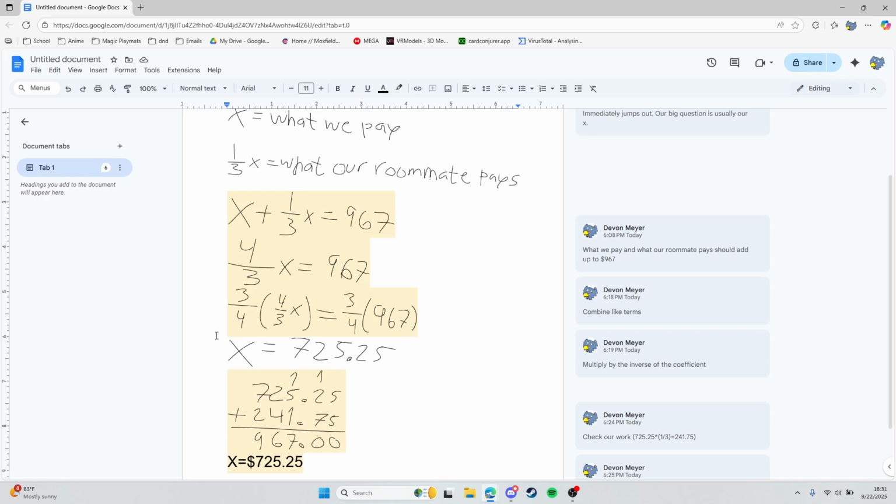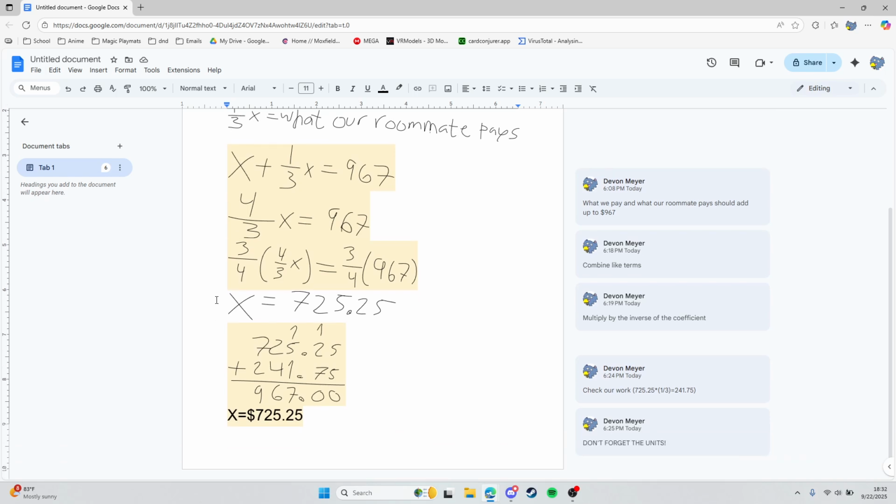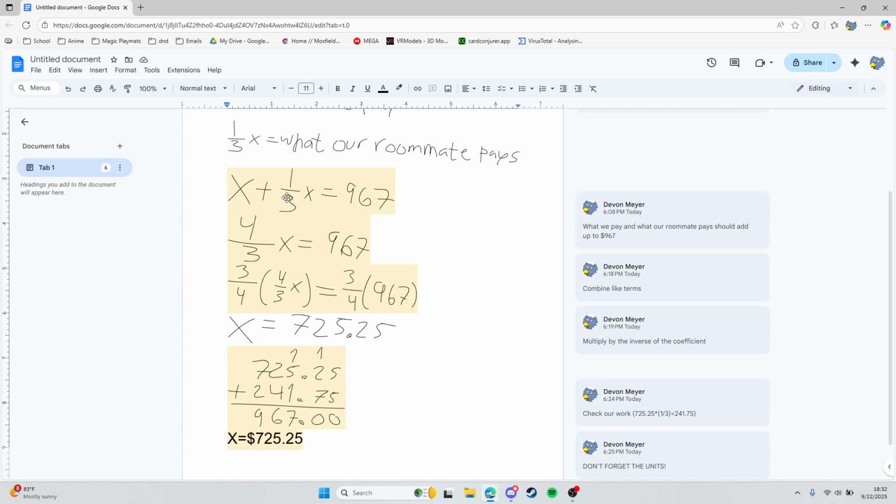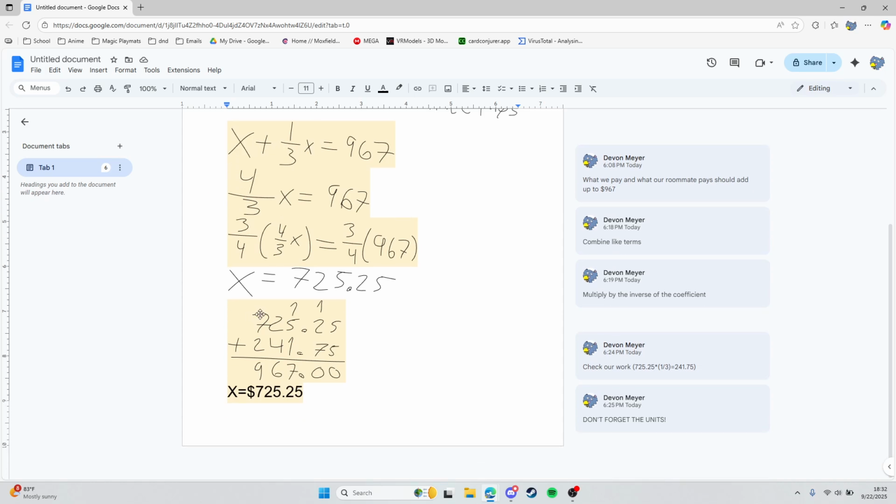And then we'll get x equals $725.25. Now, we want to check our work, make sure this is right, so we're gonna plug x back into our equation. So we have 725.25 plus 1/3 times 725.25, which is 241.75.